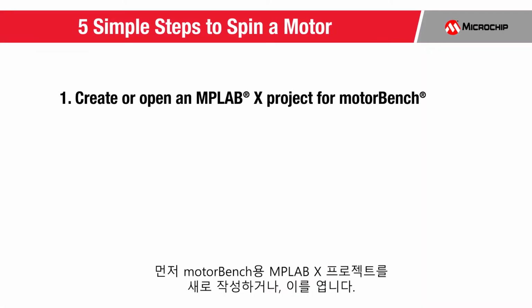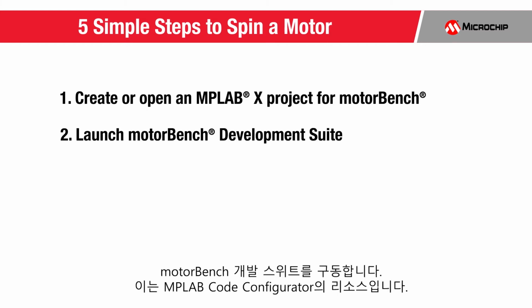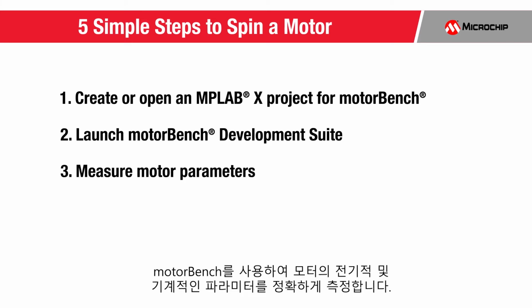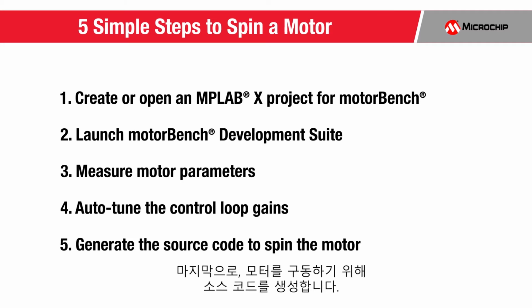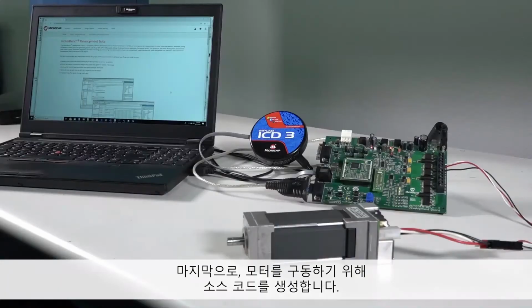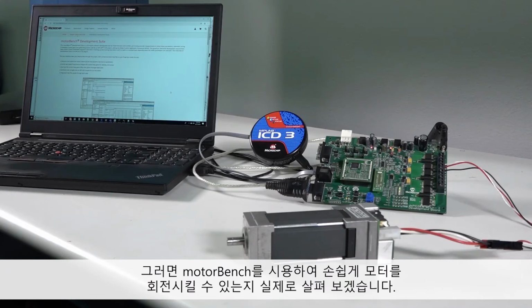First, create or open an MPLAB X project for motorBench. Launch the motorBench development suite, which is a resource within the MPLAB Code Configurator. With the help of the motorBench tool, accurately measure your motor's electrical and mechanical parameters. Let the tool auto-tune the 3 control loop gains. And finally, generate the source code to spin your motor. Now let me show a live demo of how our motorBench tool simplifies spinning a motor.